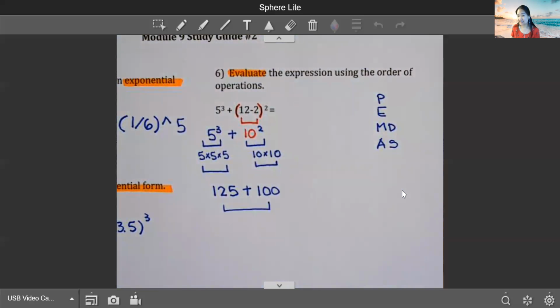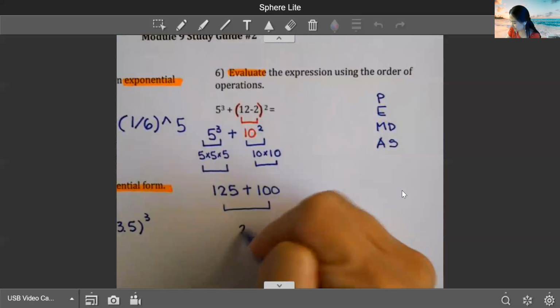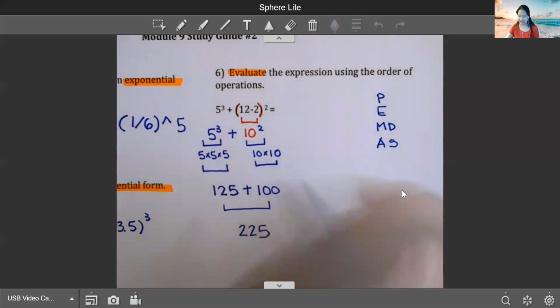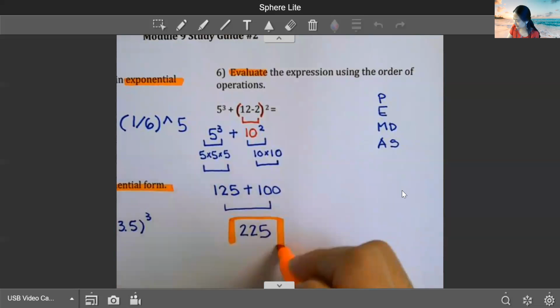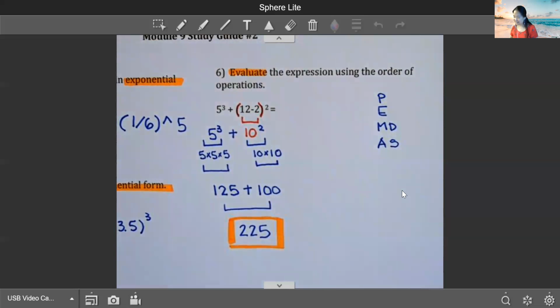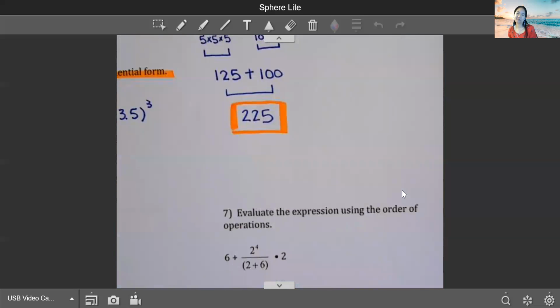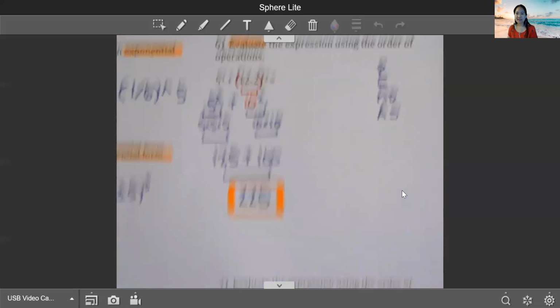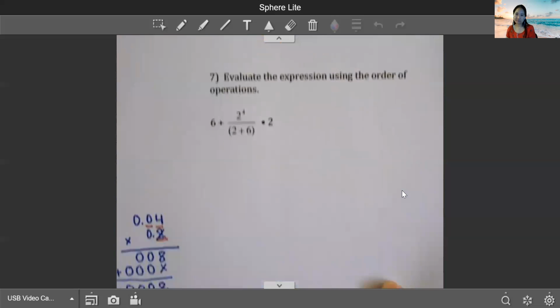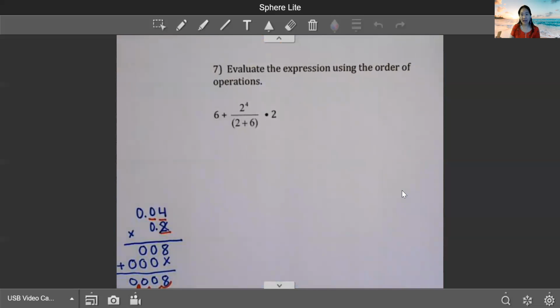125 plus 100 is 225, and you enter that value. Okay, number 7, in case you needed a little bit more time to read. Similar question: evaluate the expression using the order of operations.